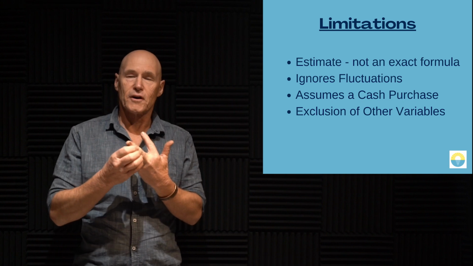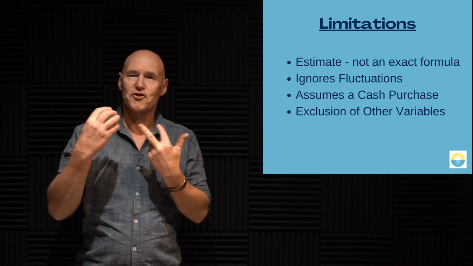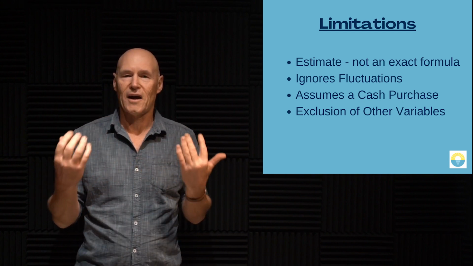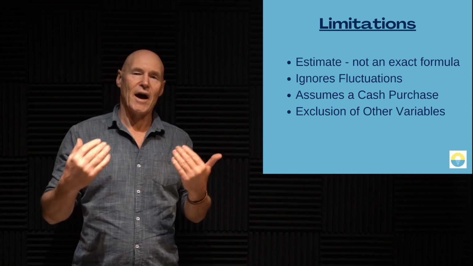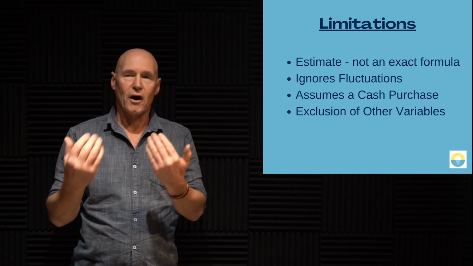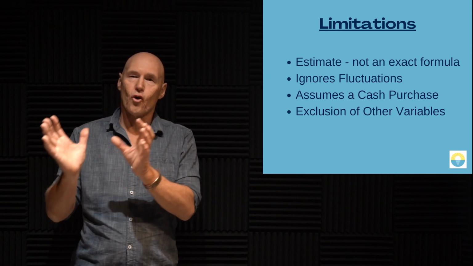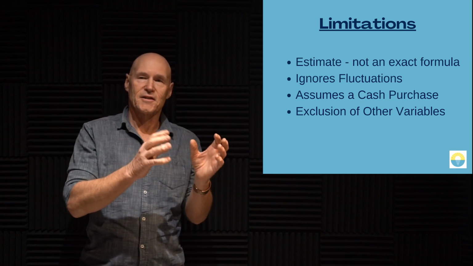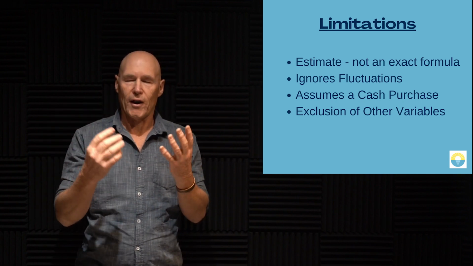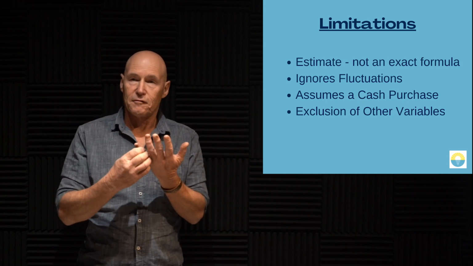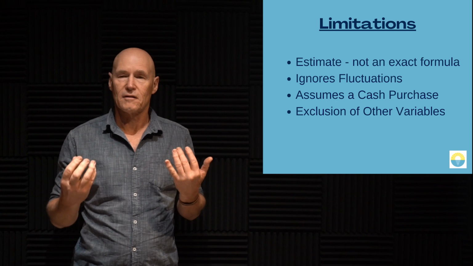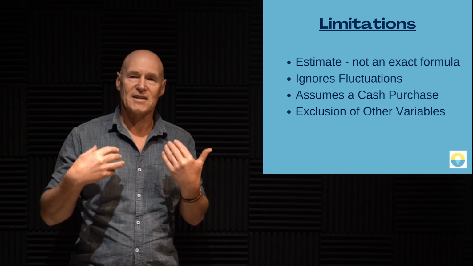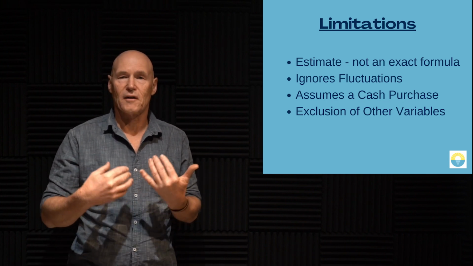And then thirdly, it's assuming that you buy an asset with cash. Now we can't all do that. Sometimes we've got to go to the bank and take out a loan to buy an asset. So you've got to basically normalize the price of the asset with the interest that you pay on that. And then the fourth limitation is the fact that it doesn't take into account some of the other variables, like, for instance, you don't take taxes into account, and you don't take stuff like depreciation into account.